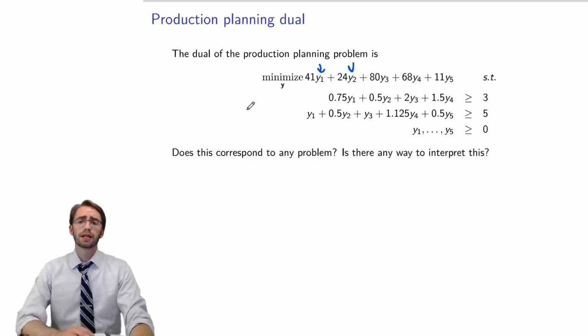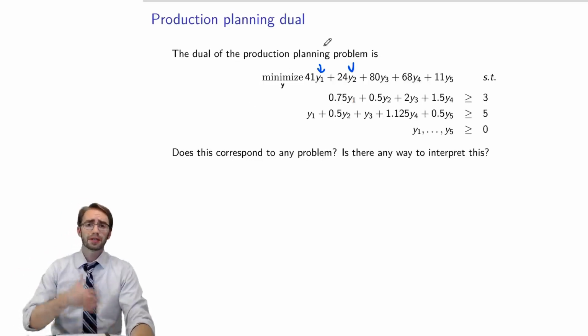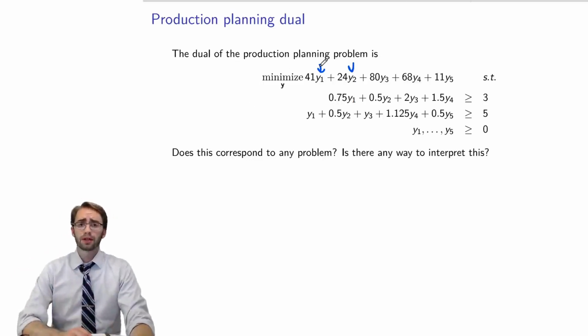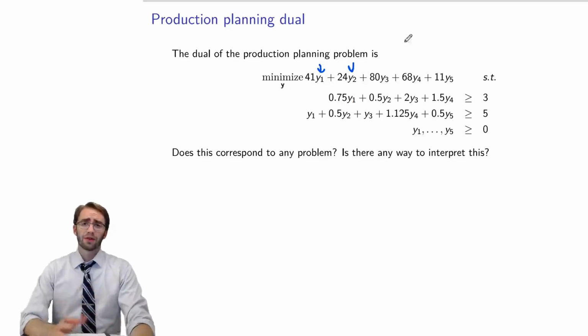Okay, you had 5 constraints in this original problem, this primal problem. So therefore, there are 5 new dual variables here. You have a variable for flour, a variable for sugar, a variable for butter, and eggs, and so on and so forth.